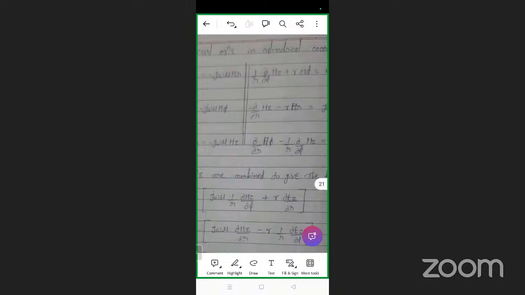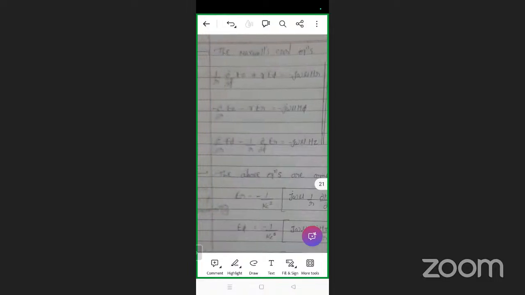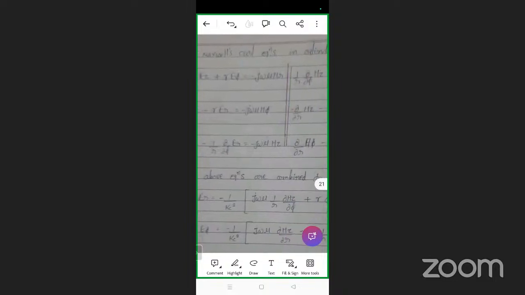In total you have 6 equations. Third equation is dou by dou r of E phi. Three electric field equations, and three equations are related to the magnetic field. Next electric field equation is dou by dou r of E phi minus 1 by r times of dou by dou phi of Er equal to minus j omega mu times of Hz.